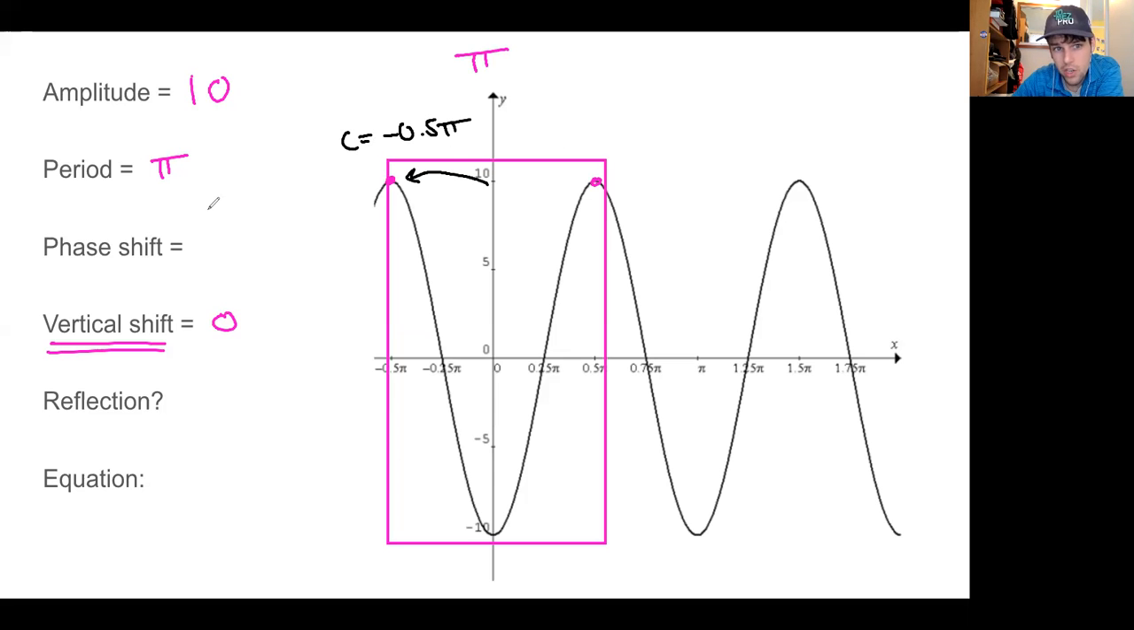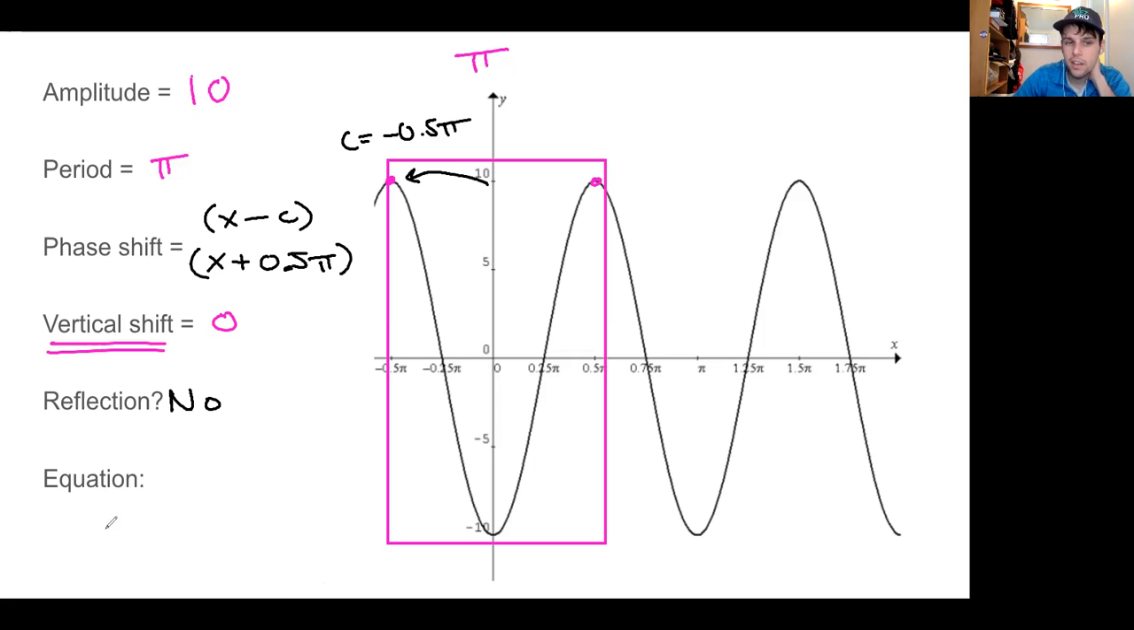Remember, in the equation, it's x minus c. So when I write this, it'll really be x plus 0.5 pi, or pi over 2, however you want to do that. Because I'm subtracting a negative value for that shift to the left, it shows up as a plus. Those horizontal shifts always work that way. They're a bit counterintuitive. And the last thing, is it reflected? Well, based on the cycle that we looked at, this is not a reflected curve. This is just a regular cosine curve.